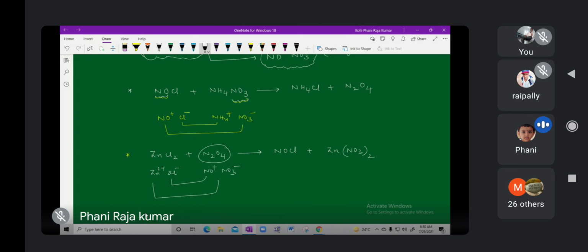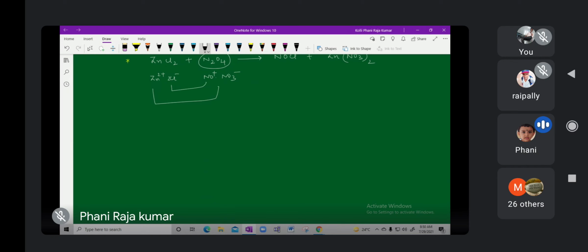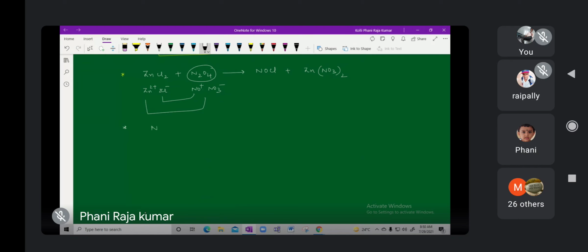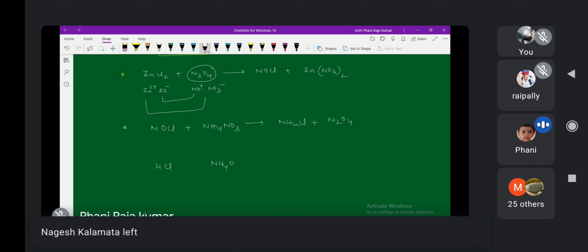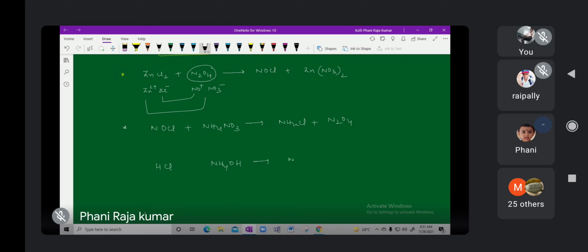And one more important principle here. Once again, I am writing that top example, the first example: NOCl plus NH4NO3 gives rise to NH4Cl plus N2O4. NOCl I am comparing with HCl, NH4NO3 I am comparing with NH4OH, giving NH4Cl plus H2O. My second reaction is in aqueous solution.